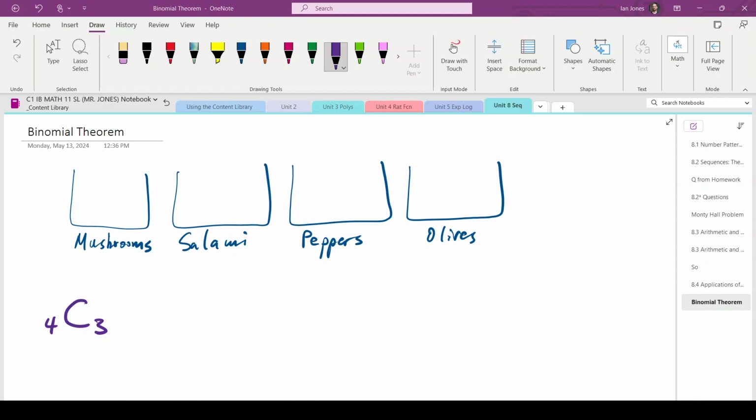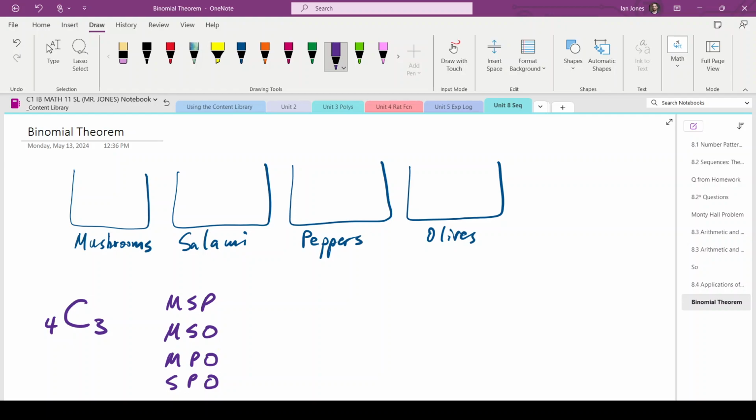Pause the video and see if you can figure out how many different ways you could make a pizza with 3 toppings. Did you get 4? Here they are. Basically, you're just seeing how many ways could you leave out one topping. So you could leave out the olives, get MSP, leave out the peppers, get MSO, leave out the salami, get MPO, or leave out the mushrooms, get SPO.